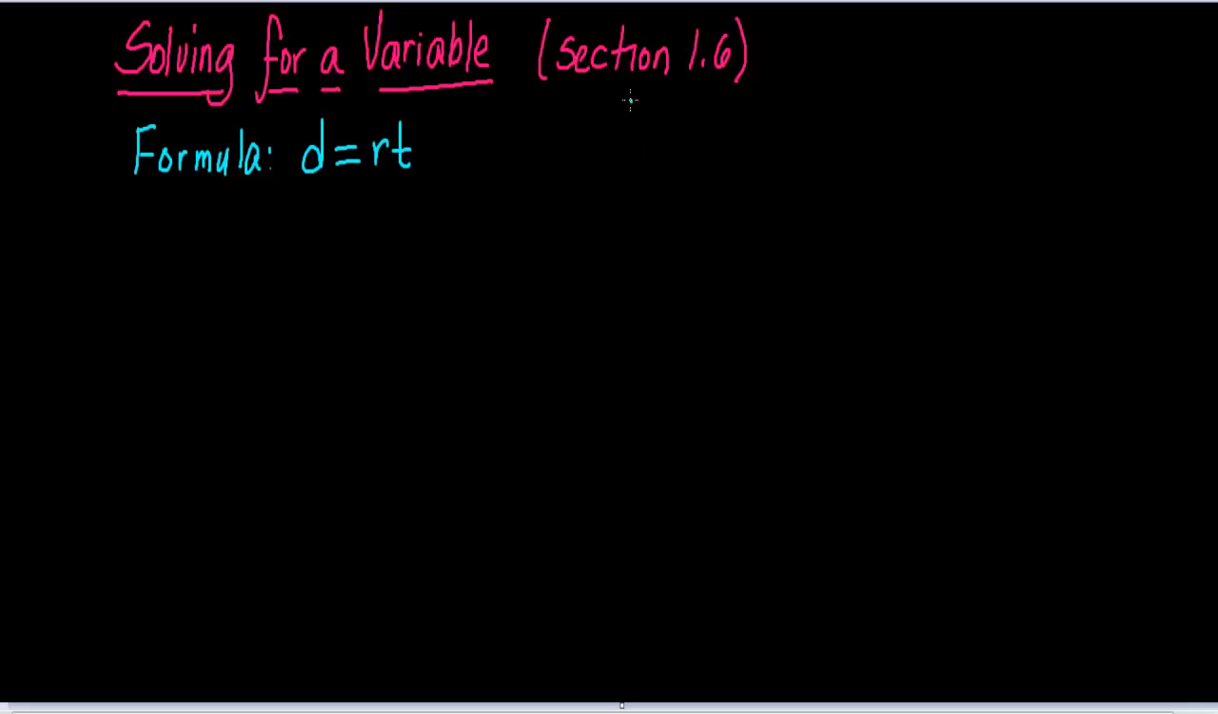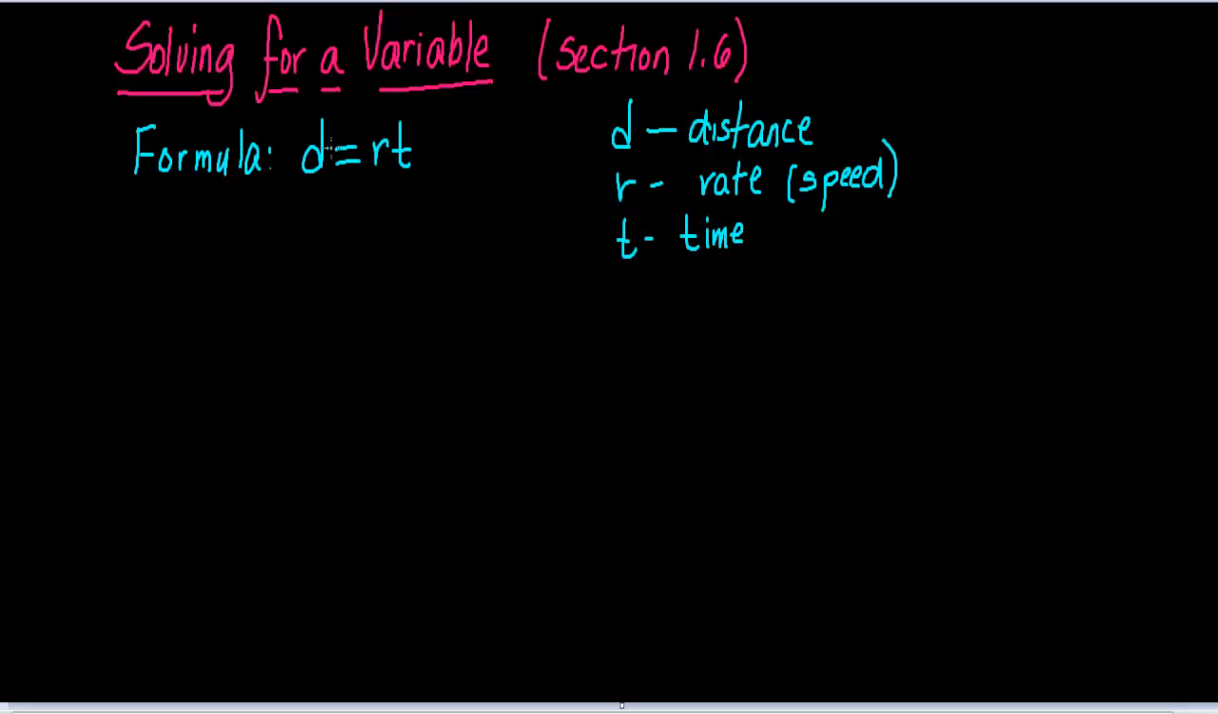Let me tell you, D stands for distance, R stands for rate, also known as speed, and T stands for time, okay? So that's what this equation does. If you want to find out the distance, let's say you're going in a car, and you know at which speed you're driving, and you know how long it took you to get to the place you wanted to get to, then I can use this formula to figure out how far you traveled.